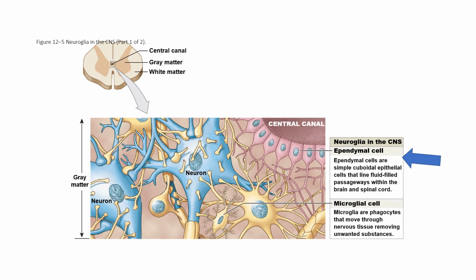And in this image here, your ependymal cells, this one is from your textbook, are these cells right here. So here's our central canal in the spinal cord, and then you can see these cells form a barrier, and these ones have some little cilia as well.